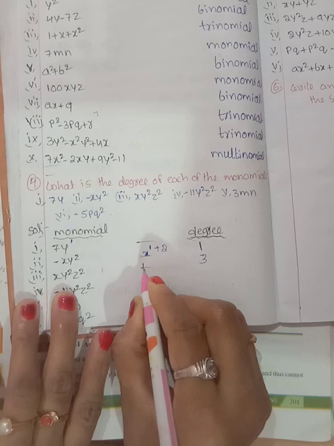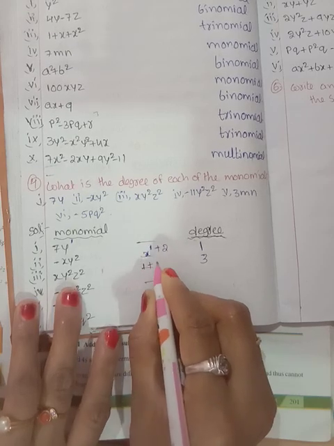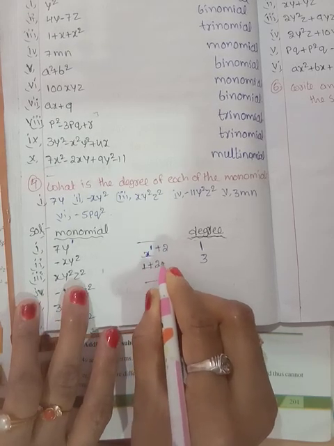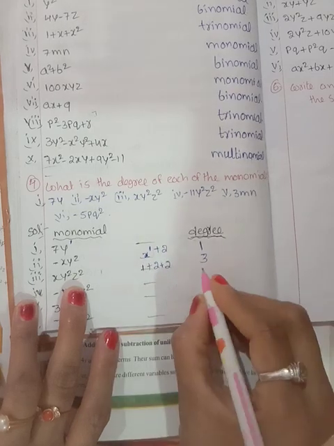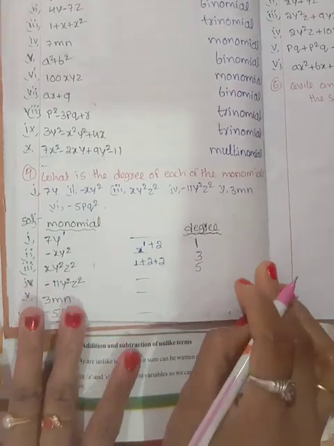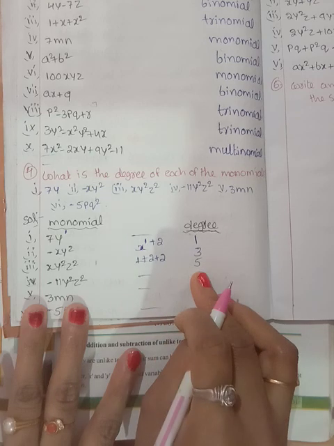Next, the exponent of x is 1, plus the exponent of y is 2 and the exponent of z is also 2. So that's why it is 5 only: 1 plus 2 plus 2, so the degree is 5.